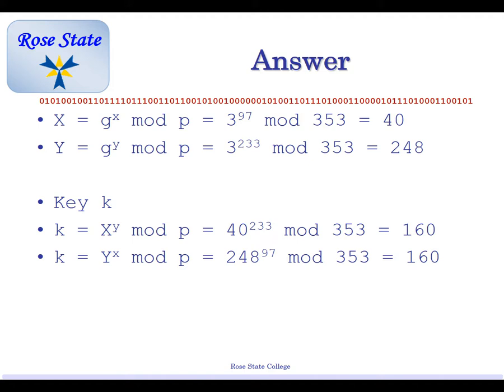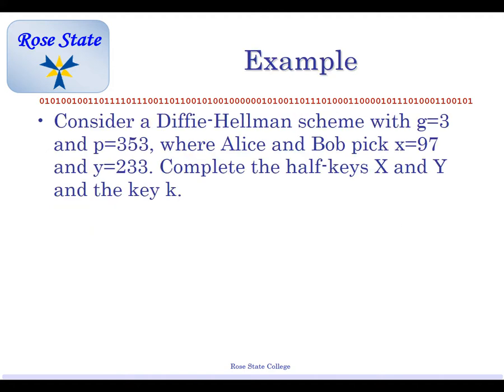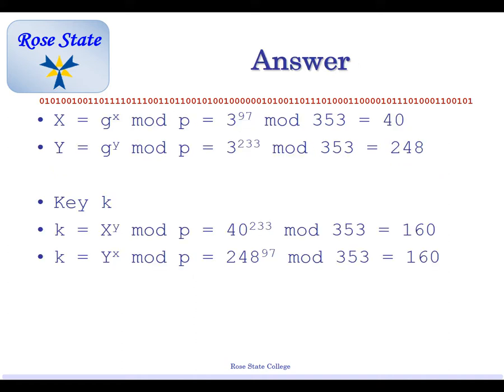You know what I mean? Because like we said here at the beginning, Alice would pick the 97, and Bob would pick the 233. They don't have to share those. So they work together. Okay? Once you do a couple of them, they're very simple. And that is literally all the math there is to it.